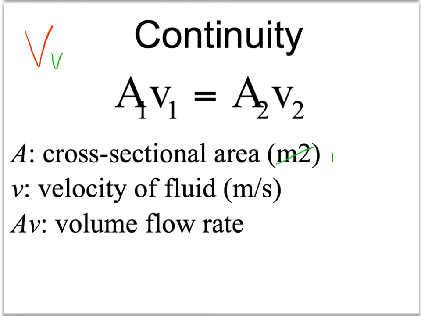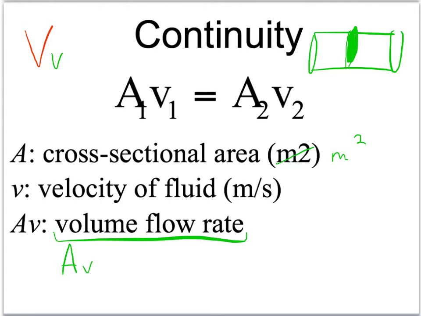The area is the cross-sectional area measured in meters squared. And if you're confused about cross-sectional area, imagine a cylinder that we cut open down the middle. If we were to find the area of that circle that's at the end of the cylinder, that's the cross-sectional area. v is the velocity of the fluid, and then the term Av together is called the volume flow rate. A is in units of area, meters squared, and velocity is meters per second. If we multiply those, we get meters cubed over seconds, which is basically a volume per time, and we call that the volume flow rate.